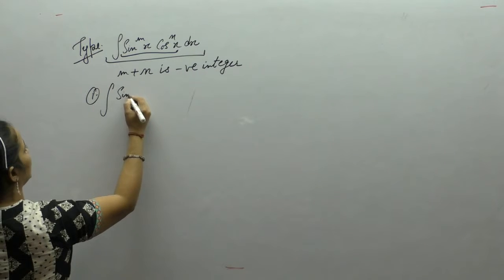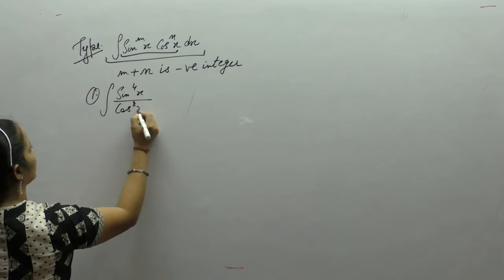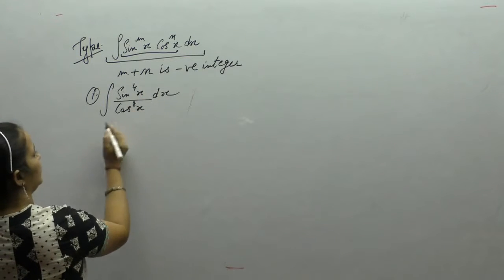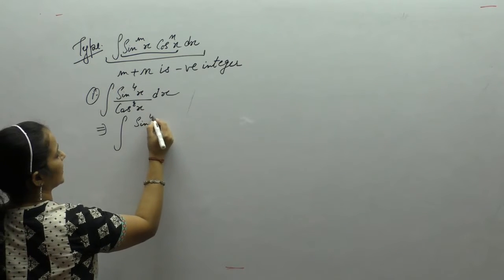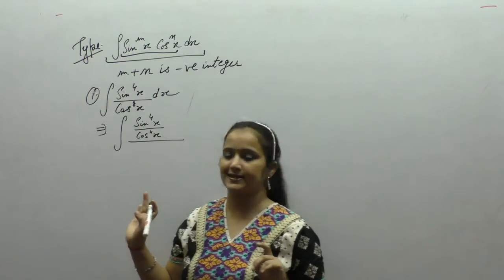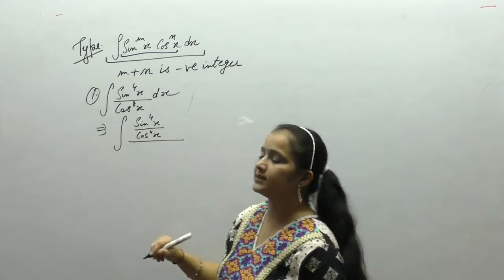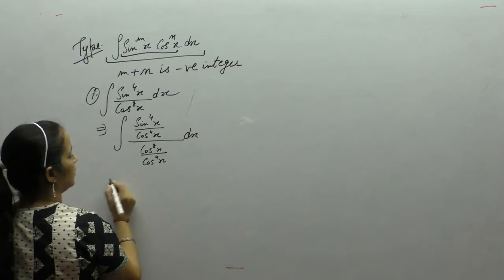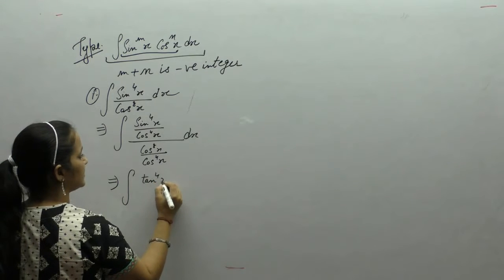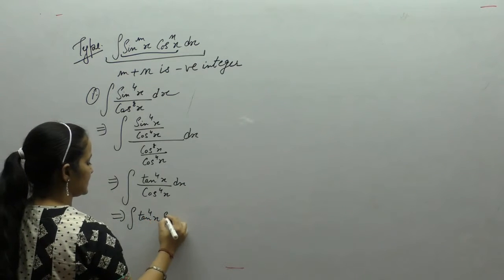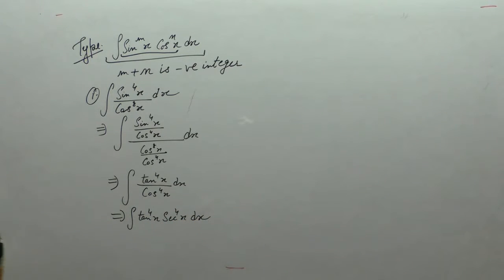Integral of sin⁴x upon cos⁸x dx. Now here we divide numerator and denominator by cos⁴x. What we want here is the integrand in powers of tan and sec. Sin upon cos is tan and 1 upon cos is sec. So we divide the numerator and the denominator by cos⁴x. What we get here is tan⁴x upon cos⁴x, that is tan⁴x and sec⁴x.